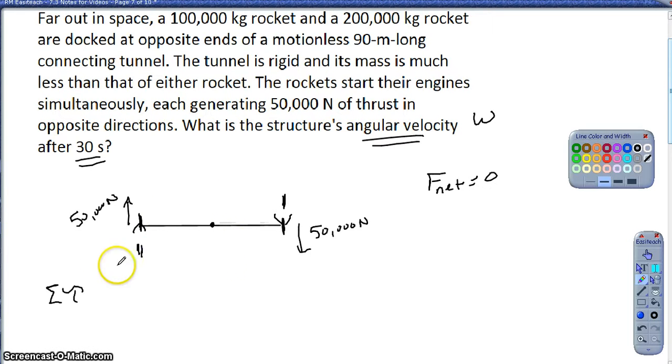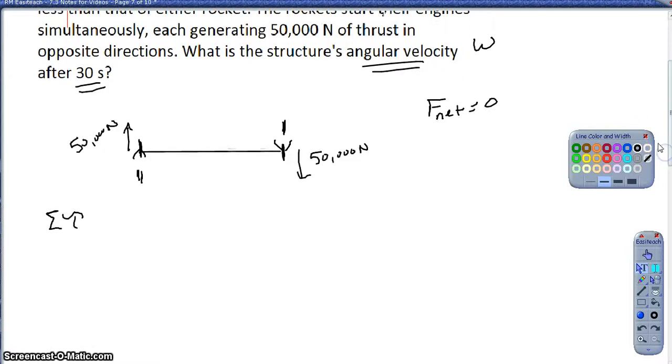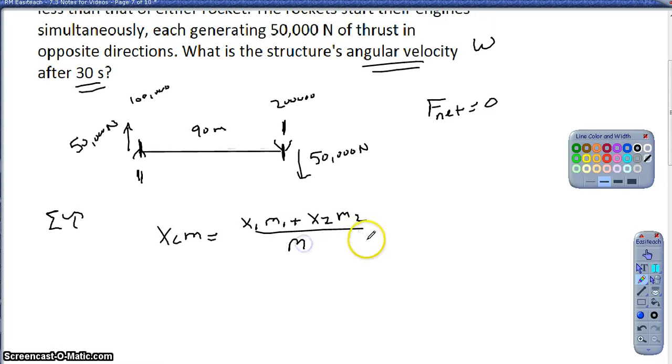Not quite that simple, because it's not going to pivot about the geometric center, right? It's going to pivot about the center of mass. So the first thing we actually have to do for this system is find the center of mass. And so if one of these rockets is 100,000 kilograms and the other rocket is 200,000 kilograms, and the distance between them is 90 meters, I need to find the center of mass. And so the way that I find the center of mass, I take position 1 times mass 1 plus position 2 times mass 2 divided by the total mass of the system.